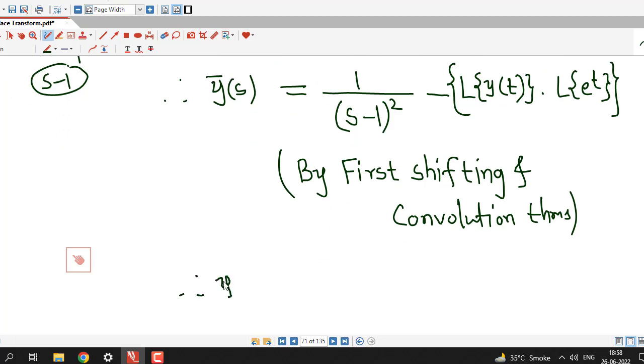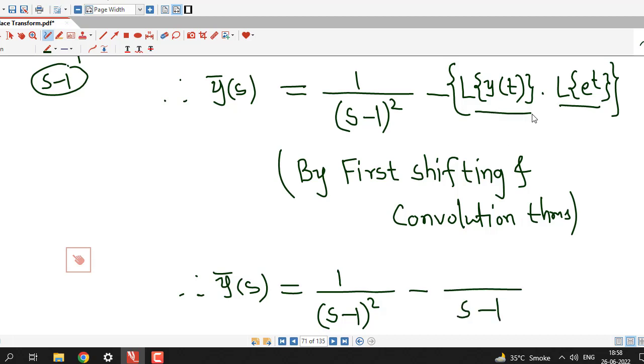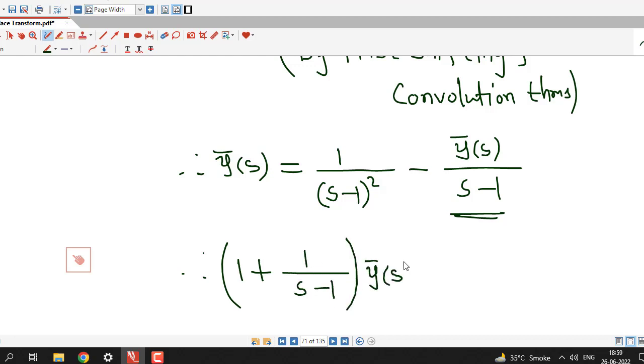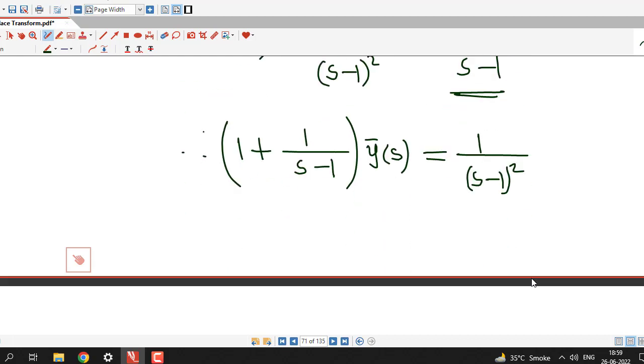Now we rewrite all these things again. We want to find out the value of y bar s first. So I keep this as it is, 1 divided by the square of (s minus 1). The Laplace transform of e^t is 1 divided by s minus 1. The Laplace transform of y is denoted by y bar s, and we are interested in y bar s, so we consider this term on the left hand side and take y bar s common, and we can rewrite it this way: y bar s equal to 1 divided by the square of (s minus 1).